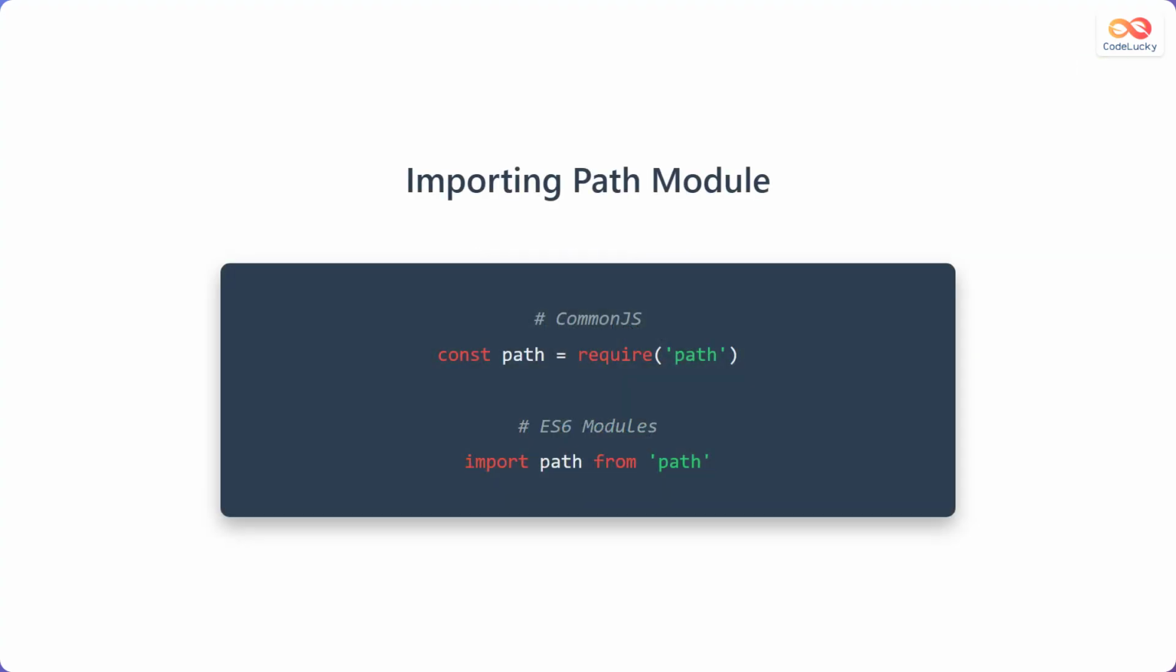To use the path module, you first need to import it into your project. There are two common ways to do this. For CommonJS, use the require function and assign it to a constant named path. For ES6 modules, use the import keyword to import path from the path module.